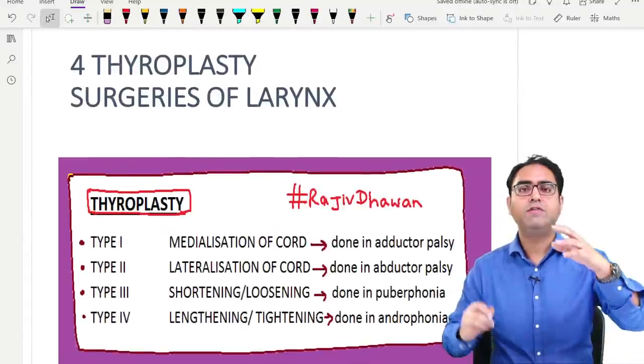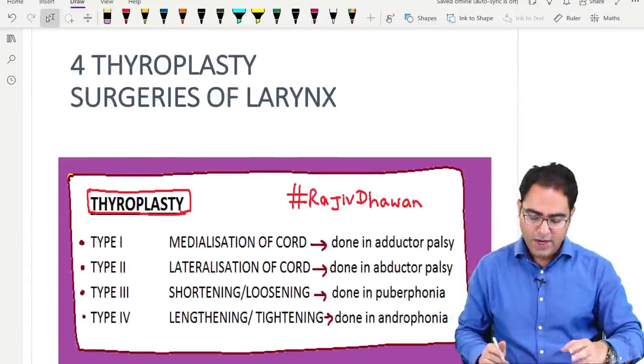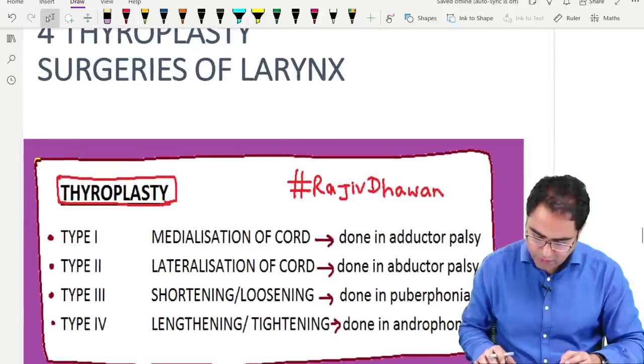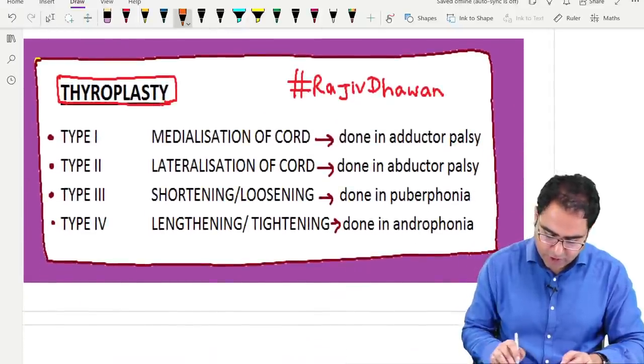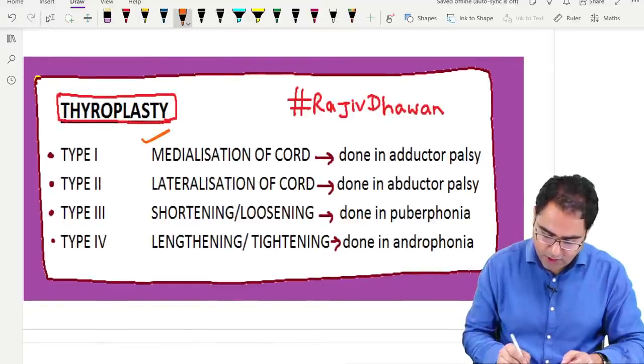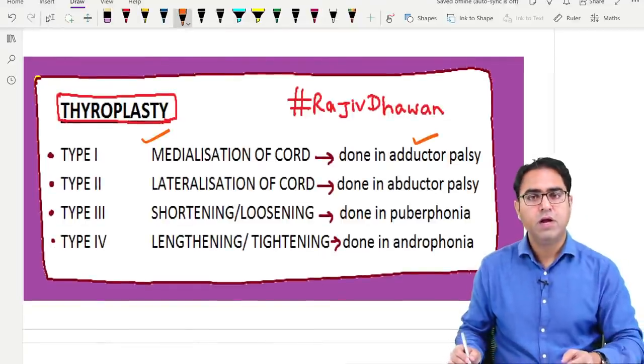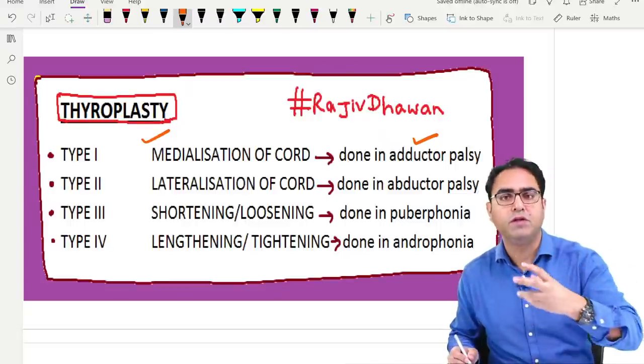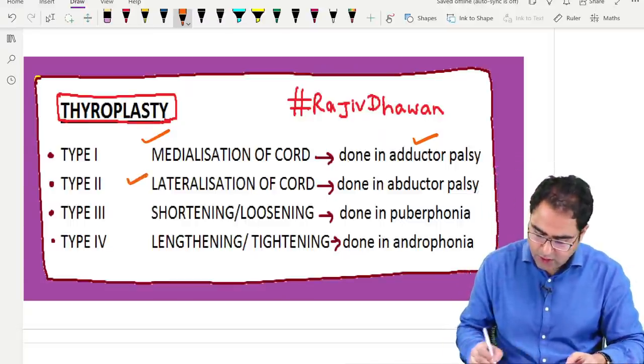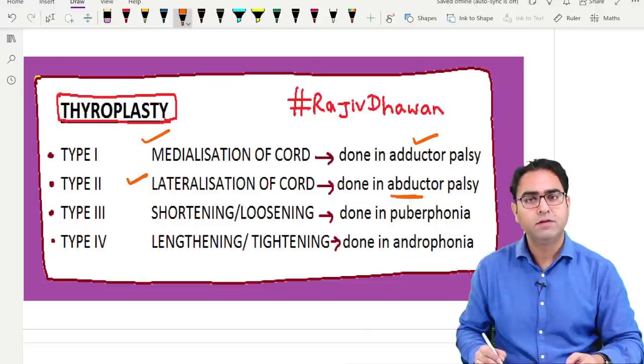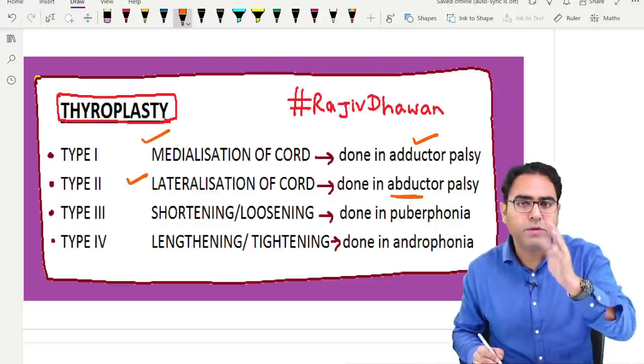Why not revise all the thyroplasties one by one, beta. Type 1, everybody, is medialization, done for adductor palsy. Type 1 and type 2 are opposite of each other, beta. Type 2 is lateralization done for abductor palsy. Type 1 and type 2 are opposite.